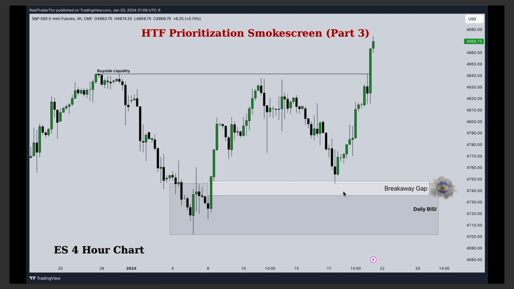And when this occurs, when we have a higher time frame and a lower time frame fair value gap overlapping with one another, this is when we can expect the lower time frame gap to remain as a breakaway gap where it fails to fill out the entirety of the lower time frame fair value gap.